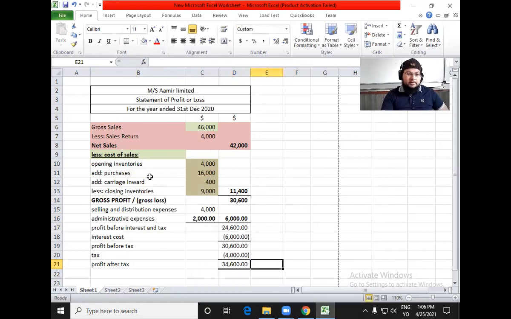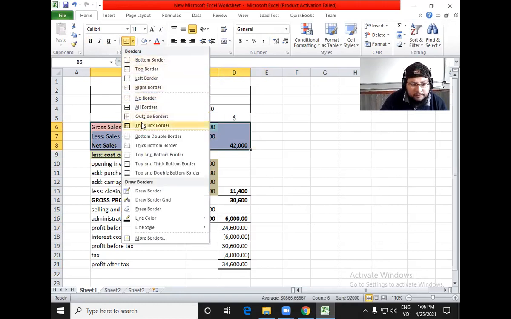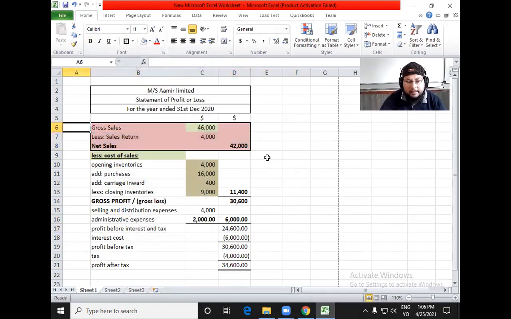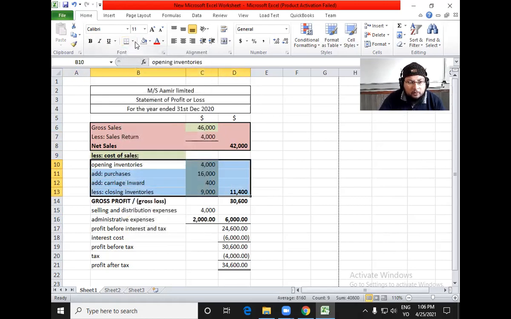You can be given any scenario in the examination and you need to calculate any variable. If you are given gross sales and sales return and you are asked to calculate the net sales, you will follow this portion. You simply subtract the sales return from the gross sales to arrive at net sales. The second portion, you can also be given opening inventory, purchases, closing inventory, and carriage inward, and you can be asked to calculate the cost of sales. Then you will follow this sequence.